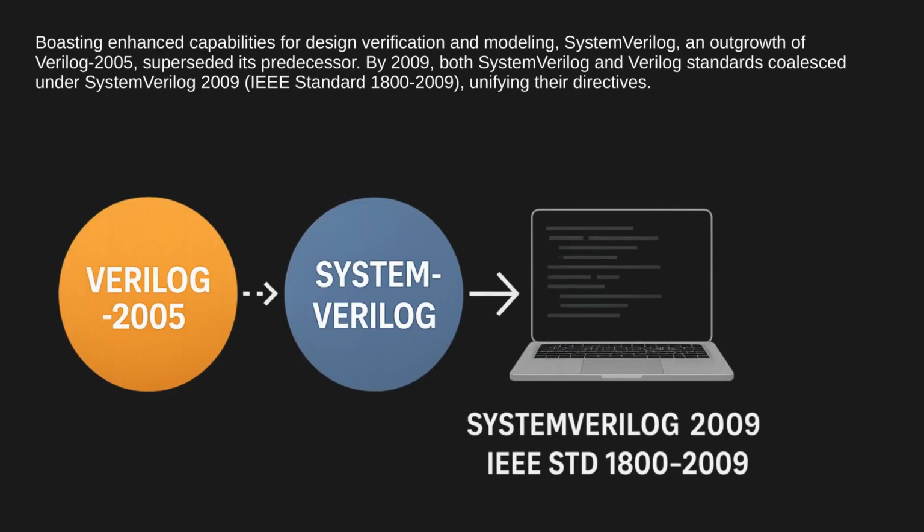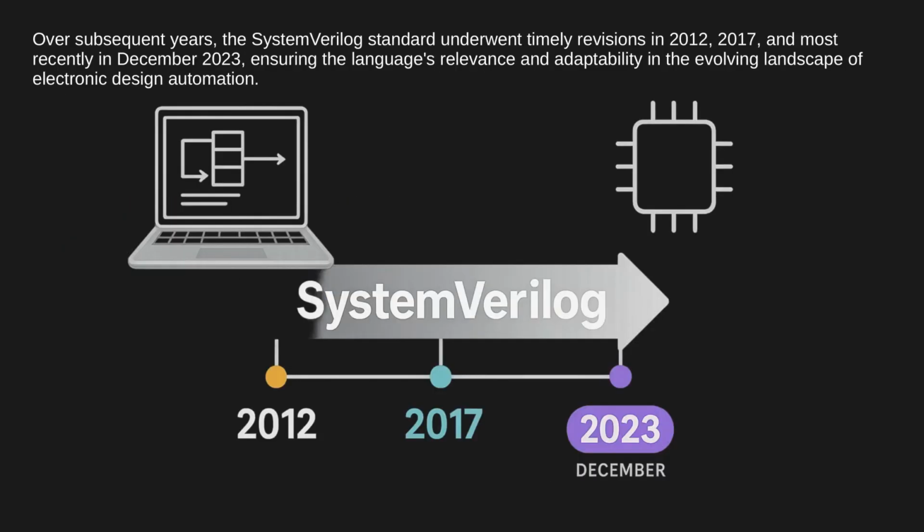Boasting enhanced capabilities for design verification and modeling, SystemVerilog, an outgrowth of Verilog 2005, superseded its predecessor. By 2009, both the SystemVerilog and Verilog standards coalesced under SystemVerilog 2009, IEEE Standard 1800-2009, unifying their directives. Over subsequent years, the SystemVerilog standard underwent timely revisions in 2012, 2017, and most recently in December 2023, ensuring the language's relevance and adaptability in the evolving landscape of electronic design automation.